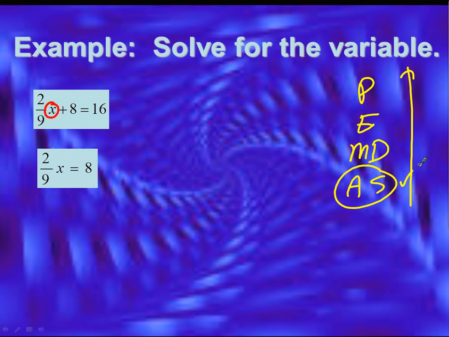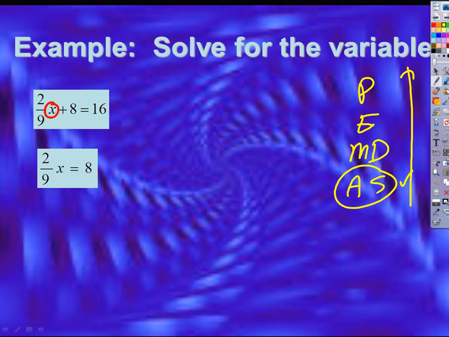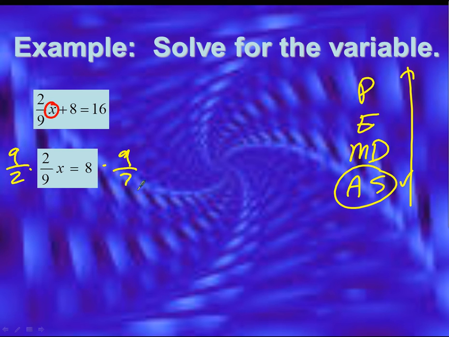I could either divide both sides by 2/9, or better than that, I could multiply by 9/2. We never really want to divide by a fraction. We'd rather multiply by the reciprocal, right? So, what happens if we do that? Let's take a look at this. If I multiply both sides through by 9/2, how do we do that? Take a second and think about that.